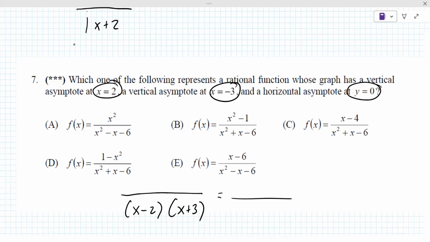x squared plus 3. Or, oh, wait a minute.